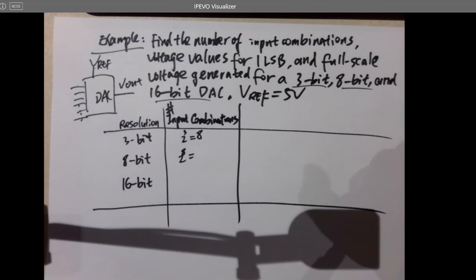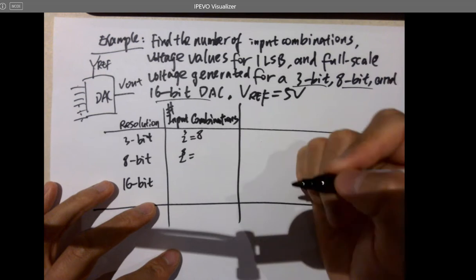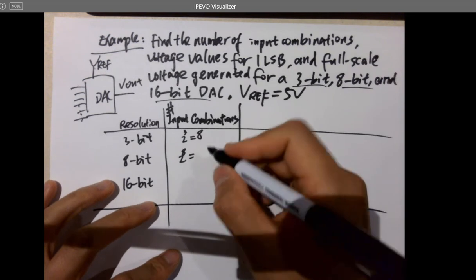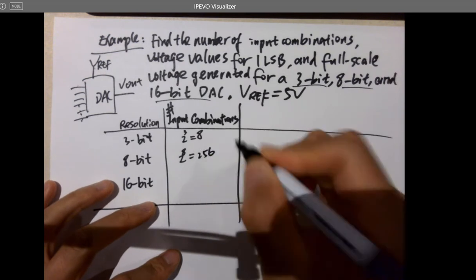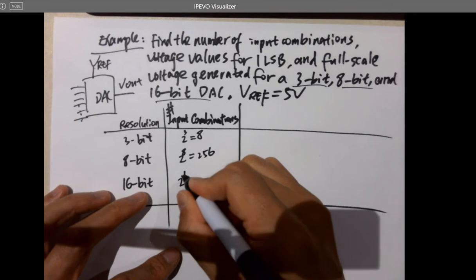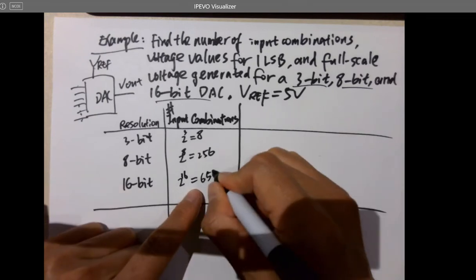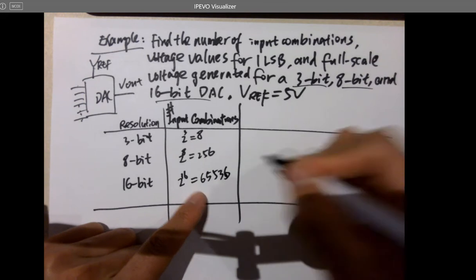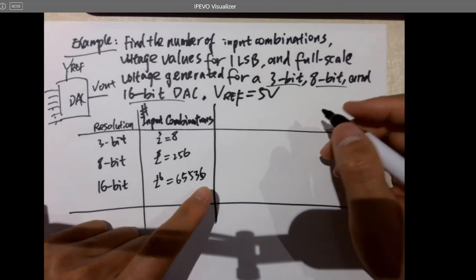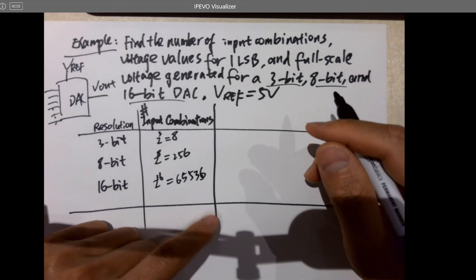Okay. So what is this? 256. This, 65536. Nobody will expect you to answer that question, right? Up to 10, I guess. I mean, reasonable.